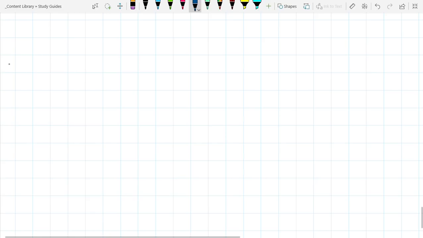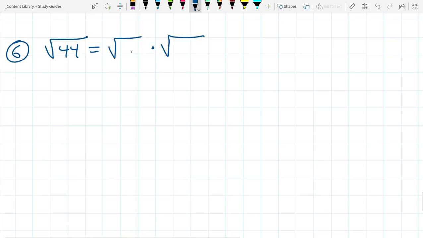All right, number 6, simplifying square roots. So square root of 44. Remember, this is where you turn it into another multiplication problem, but you have to use a number that you know the square root of. So if I did 2 times 22, that does give me 44, but I don't know what the square root of 2 is, nor do I know the square root of 22, so that didn't get me anywhere.